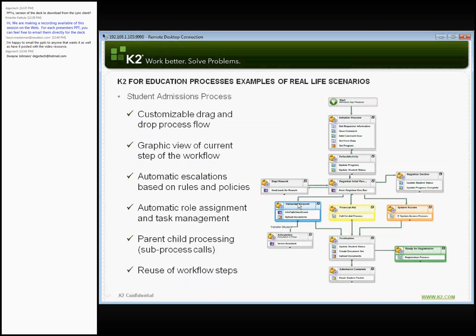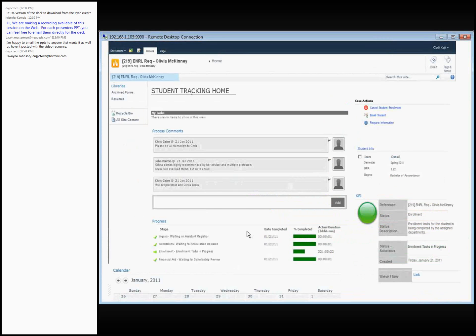And again, at the admissions process, same kind of functionality with the addition of parent-child processing, so calling out to that IT department to grant system access depending on what classes they're taking. Maybe they need access to the CS department to take that computer class. Got that detailed unified workflow where I have all our process comments. Again, this could be comments coming from multiple processes, all in one unified work area.